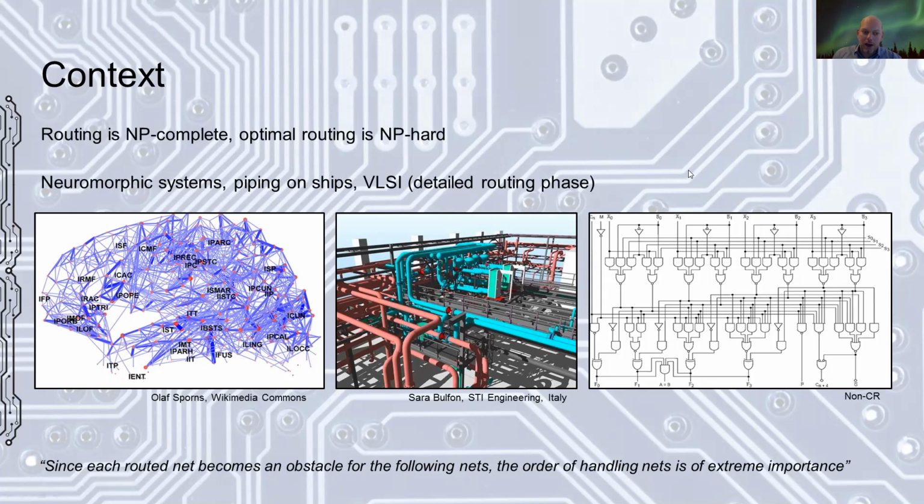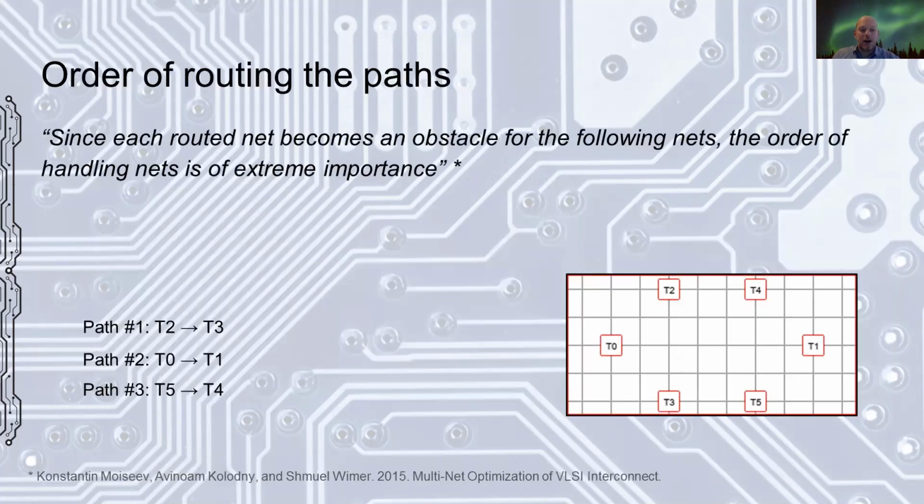Now, the quote down here is very important. It comes from a book by Konstantin Moiseev and co-authors, and it basically states that one of the critical factors of these problems being very hard is that the order of handling these problems might cause one route to be blocked for another. And Konstantin Moiseev's book is originally from chip design.